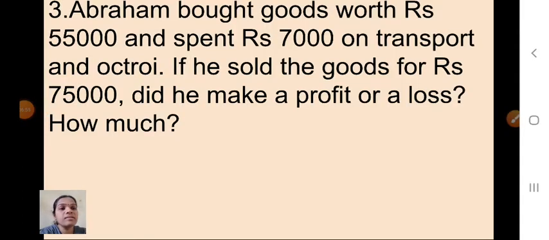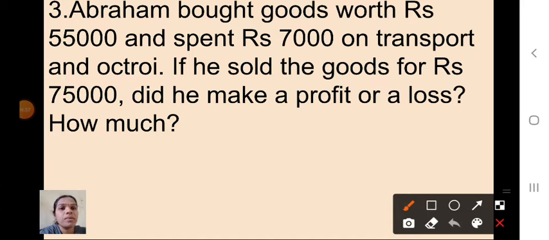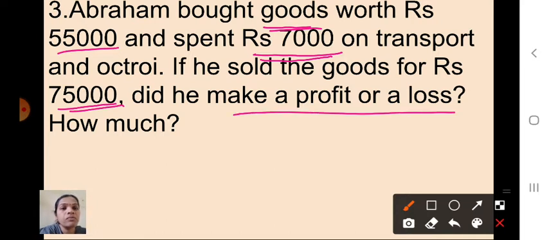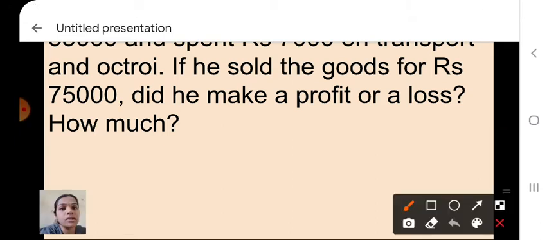Children, say here, the third question is: Abraham bought goods worth rupees 55,000 and spent 7,000 rupees on transport and octroi. Here you have to find, if he sold the goods for rupees 75,000, did he make a profit or loss, and how much? That also we have to find. First of all, I am reading your question.